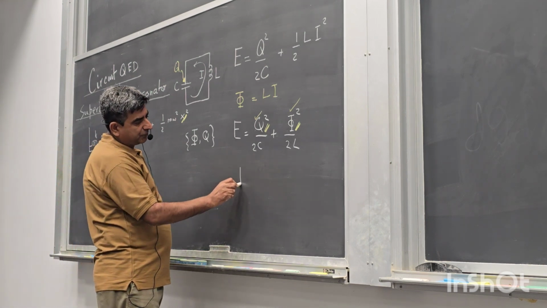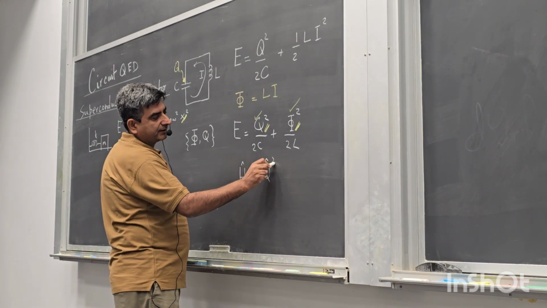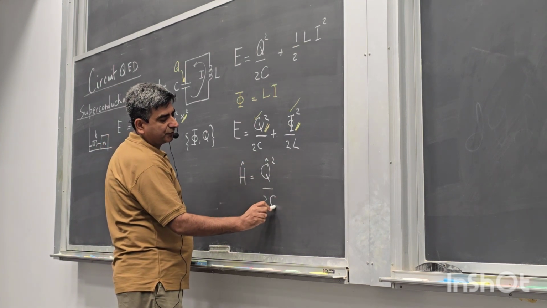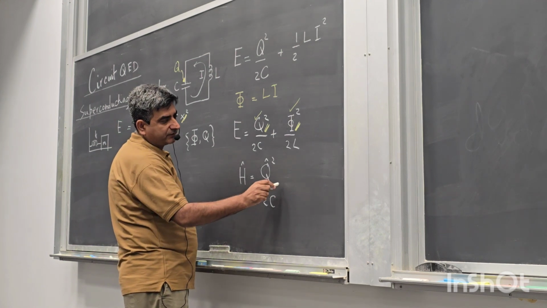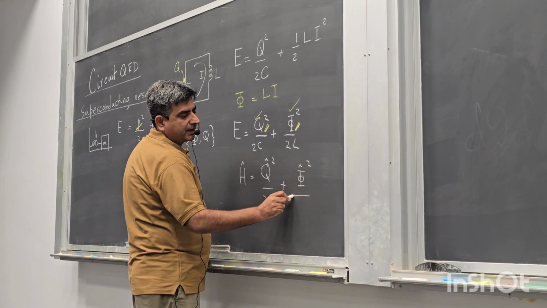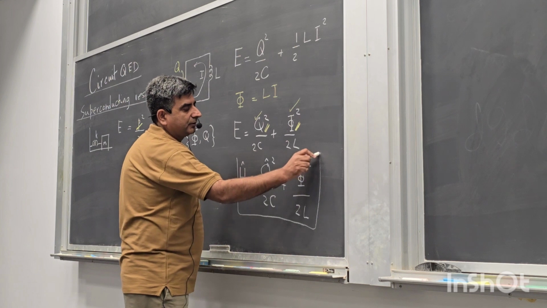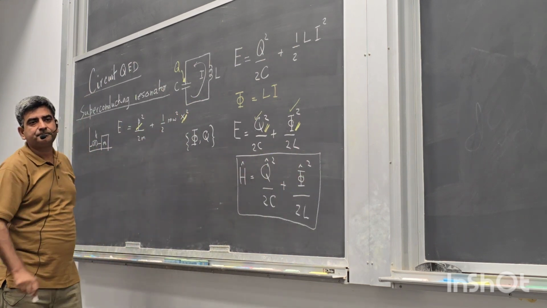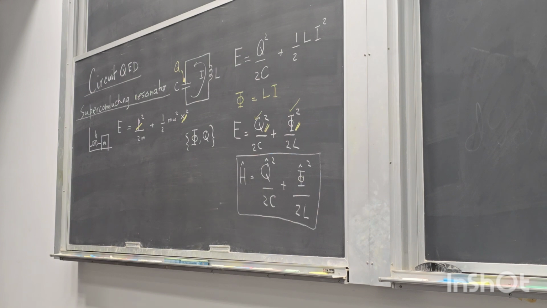So if I were to promote this to a quantum mechanical version, q becomes a quantum mechanical operator, q hat squared over 2C is the electrical energy stored inside this electromagnetic field, and phi hat squared over 2L. So this is the Hamiltonian associated with this oscillator. Okay, so far so good.